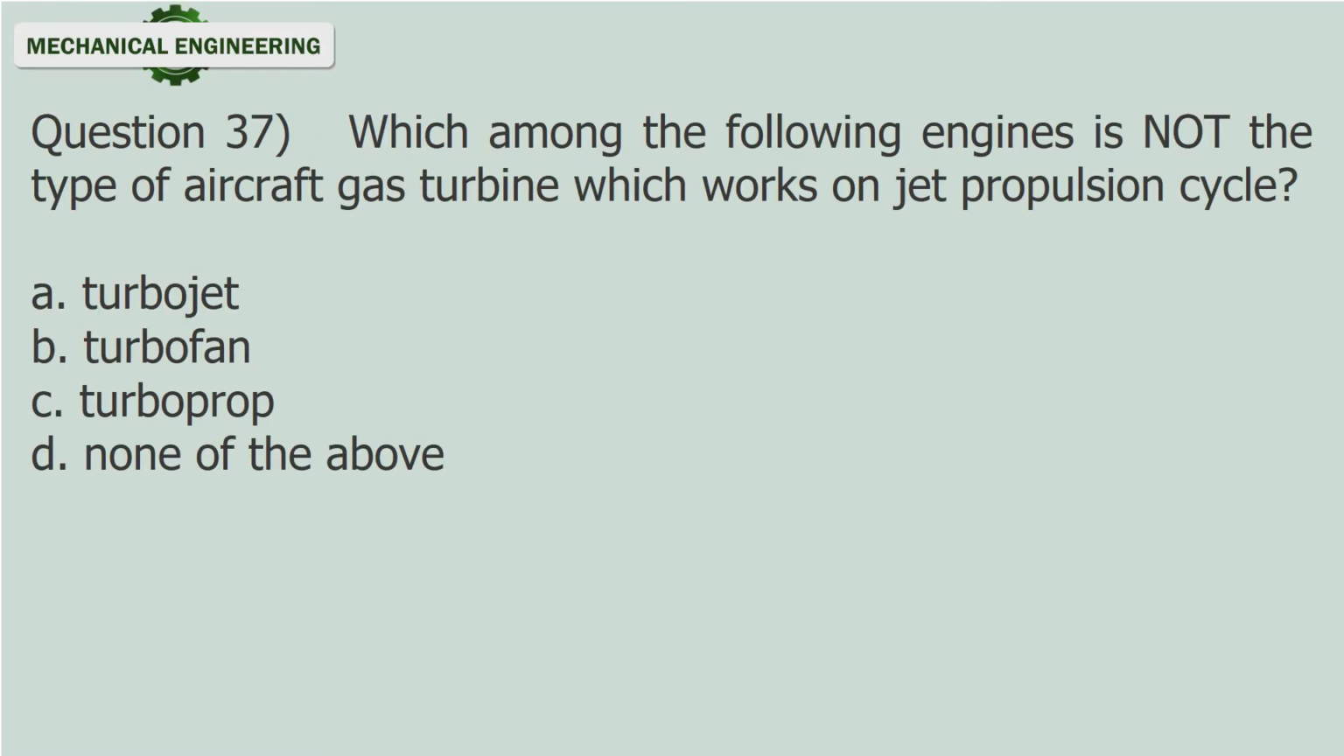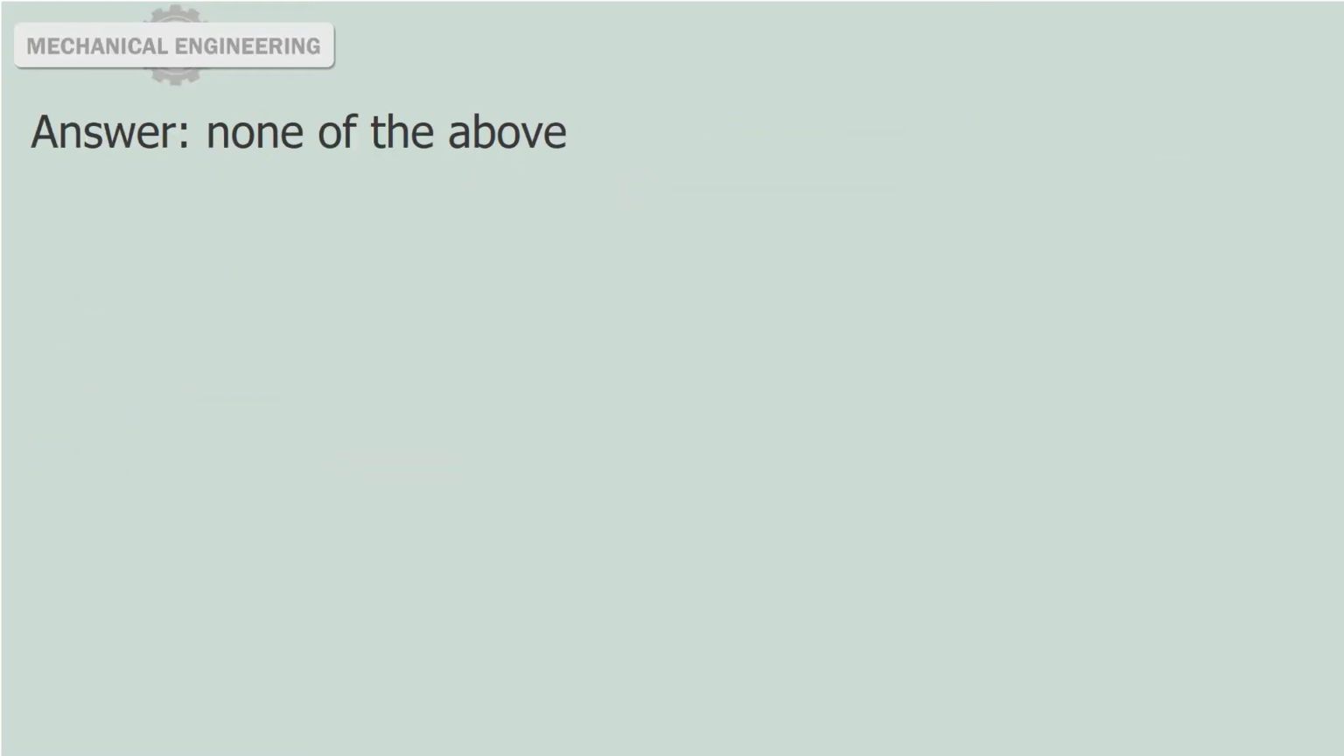Question 37. Which among the following engines is not the type of aircraft gas turbine which works on jet propulsion cycle? A. Turbojet. B. Turbofan. C. Turboprop. D. None of the above. Answer: none of the above.